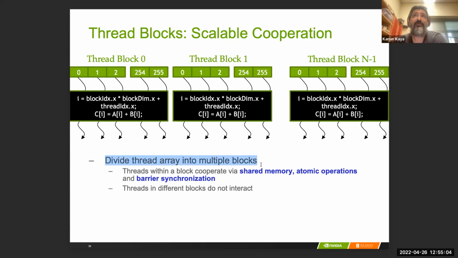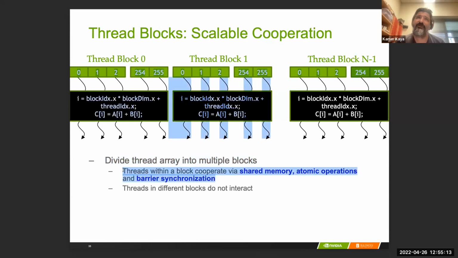So divide the thread array, the whole grid, into multiple blocks. Threads within a block cooperate with shared memory, atomic operations, and barrier synchronization. You can ignore this for now. We will see shared memory. And threads in different blocks do not interact. That's important. So within a block, you can communicate. If you are this thread and this thread, we will see that they share a shared memory, so they can write to and read from the shared memory, okay? But threads in different blocks do not interact. They can interact via global memory, okay? So that's the only way.